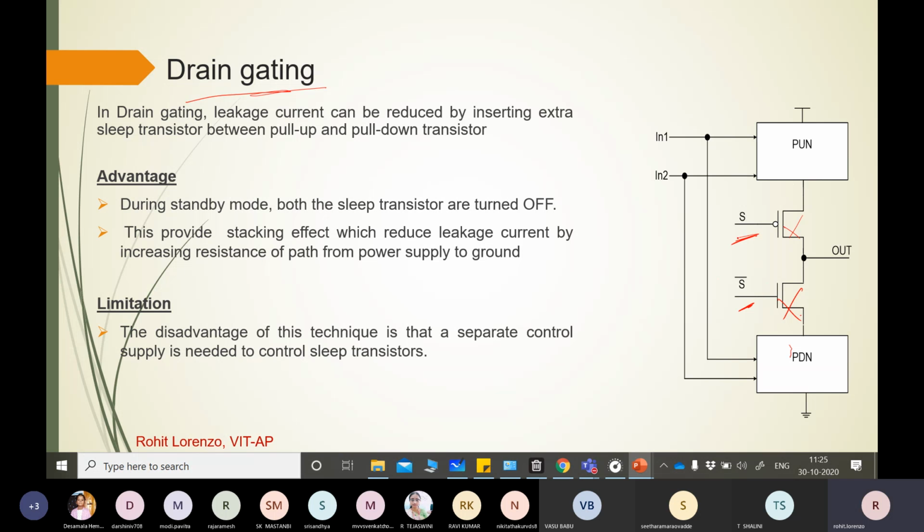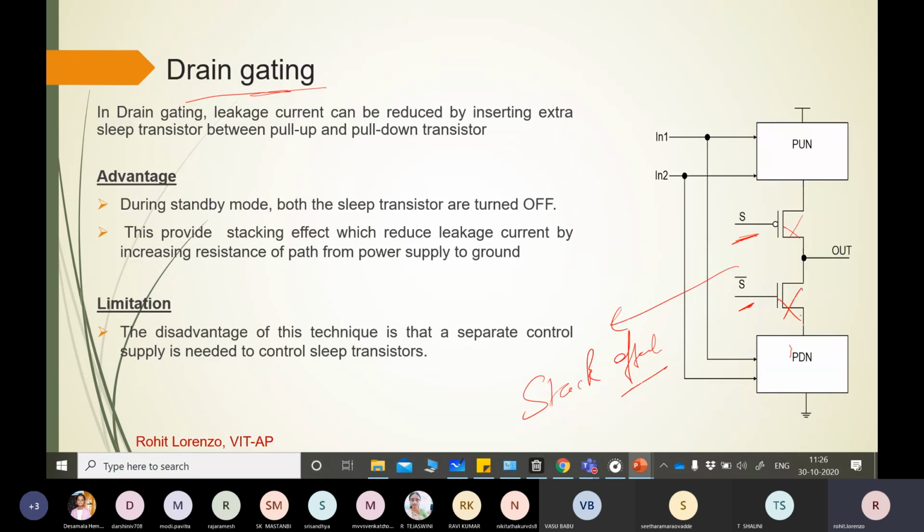Now the disadvantage in this technique is that separate control is needed to control this. In standby mode, both sleep transistors are turned off, providing the stack effect. So these are in series, and when they are in series we can reduce more leakage compared to the previous techniques. So it brings the stacking effect in this technique, and in this way we can minimize leakage.